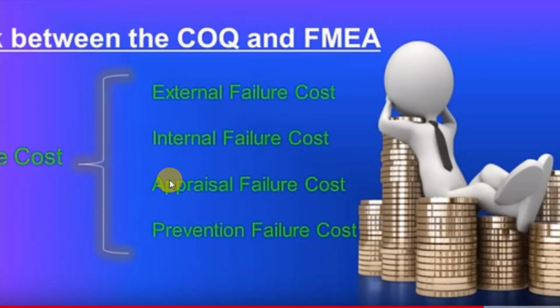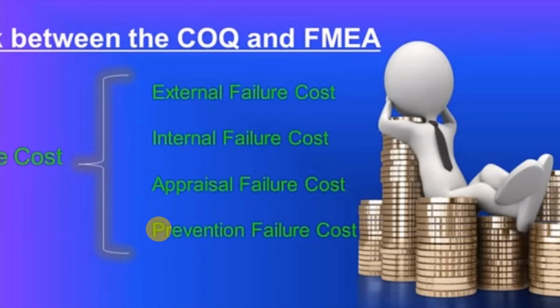Appraisal costs are associated with the testing and monitoring of items or activities. Examples: routine testing cost, labor cost, etc. And the prevention costs are associated with any activity that prevents failure. For example, auditing, training, and FMEA development process are a part of prevention cost.